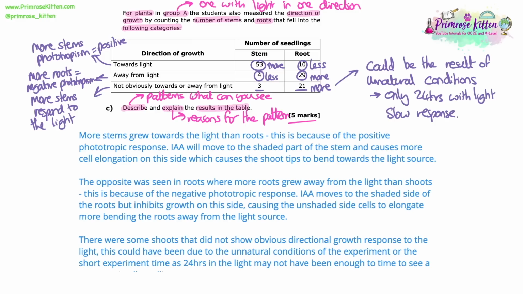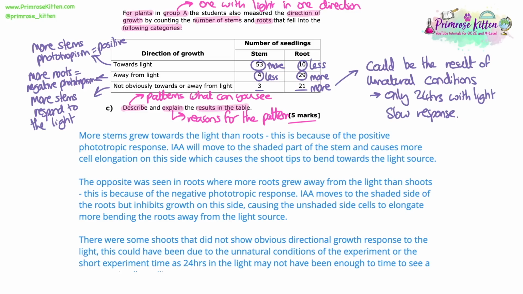So we have to give a reason for everything as well as describing each row of the table. So I would do it systematically like that, and that's what I've done with my answer. So more stems grew towards the light than roots. This is because of the positive phototropic response. IAA will move to the shaded part of the stem and cause more cell elongation on this side, which causes the shoot tips to bend towards the light source.